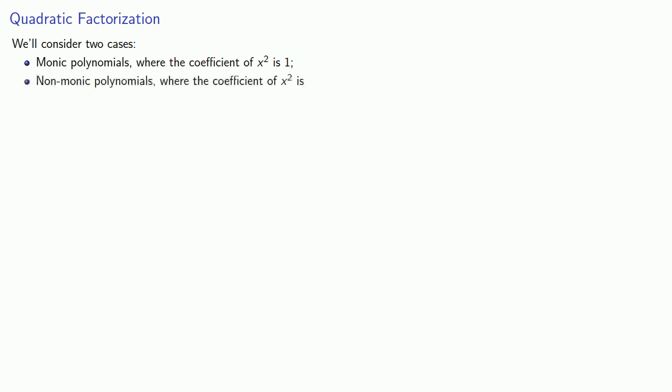Now, this problem is so hard we have to consider two cases. The first concerns what are called monic polynomials, where the coefficient of x squared is 1, and an even harder case is when we have non-monic polynomials, where the coefficient of x squared is, wait for it, not 1. So let's consider this factoring a monic polynomial. If a quadratic polynomial is factorable, it must be the product of two linear factors.